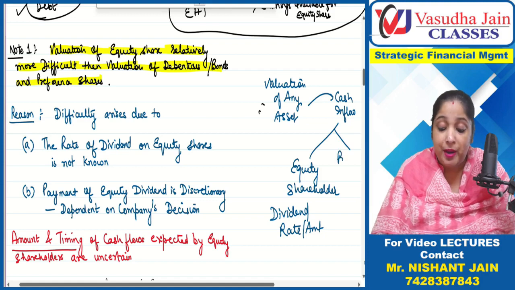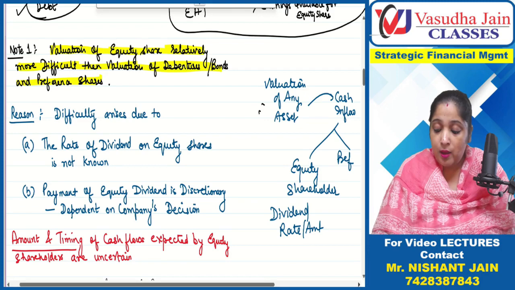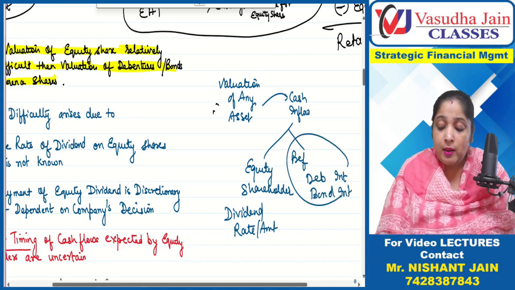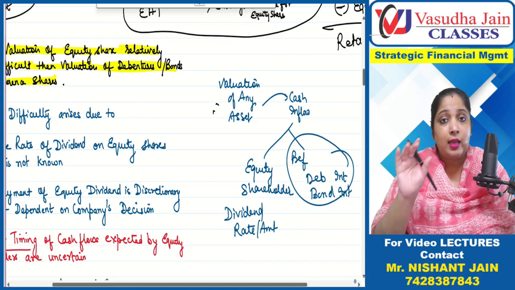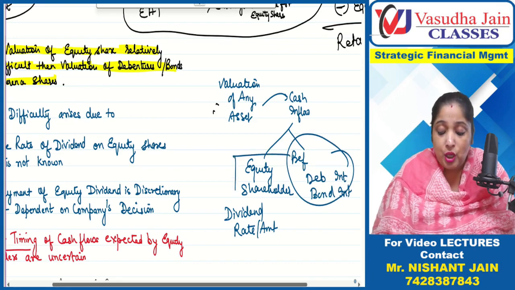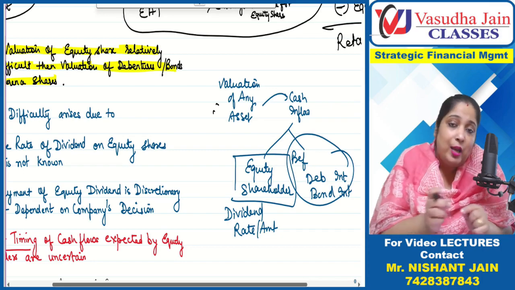But in case of preference shares, their dividend rate is mentioned, fixed. In case of debentures, their interest rate is fixed. In case of bonds, their interest rate is fixed. So their future benefits can be confirmed with certainty, we can say. But in case of equity shareholders, predicting future cash inflows is tough. That is why their valuation is tough.